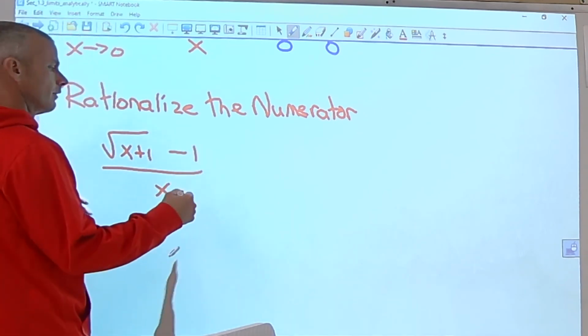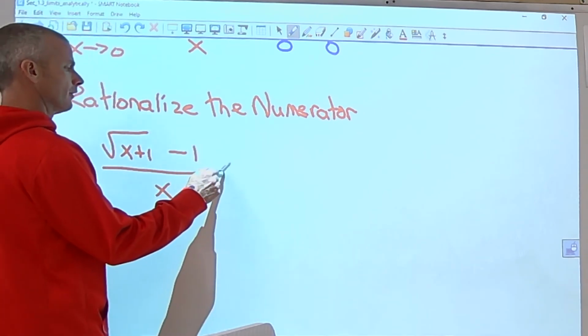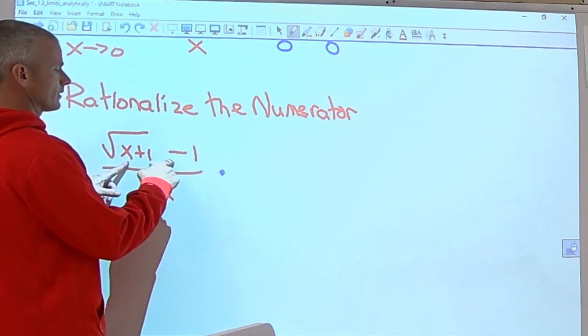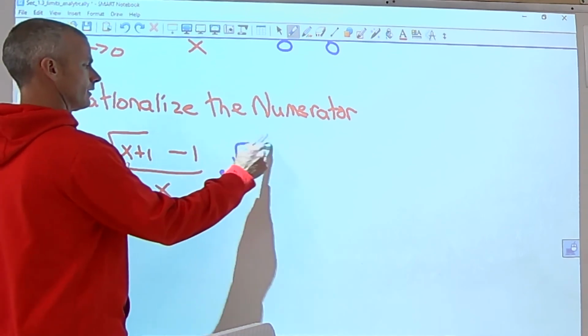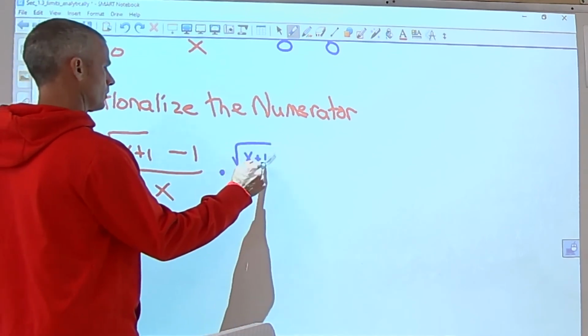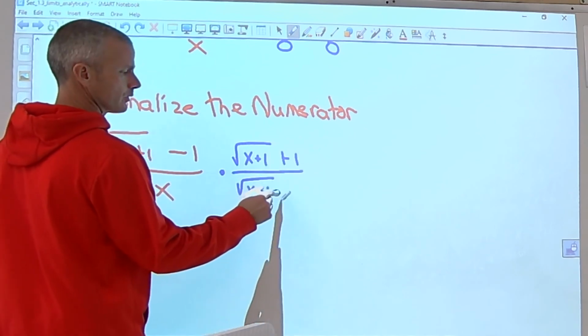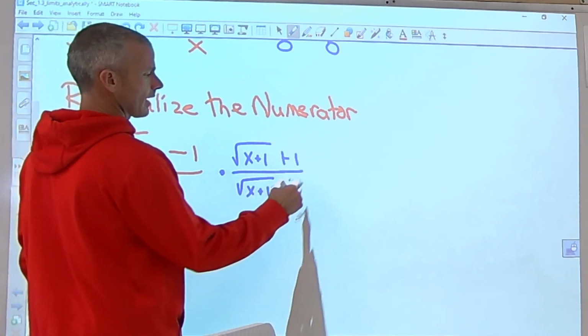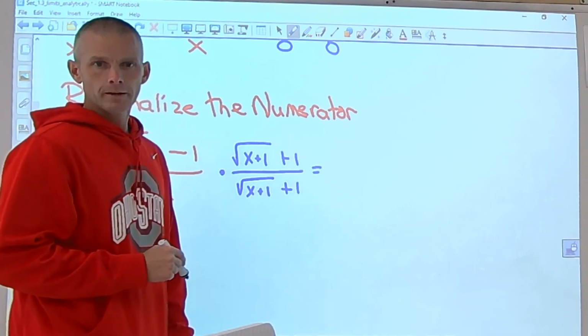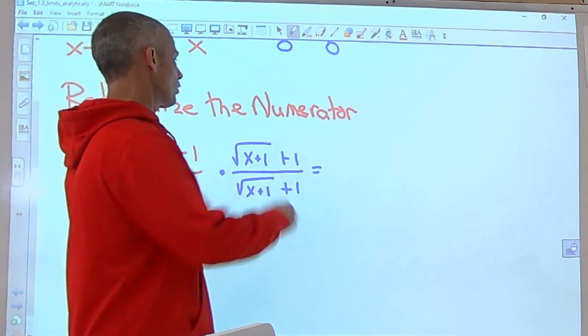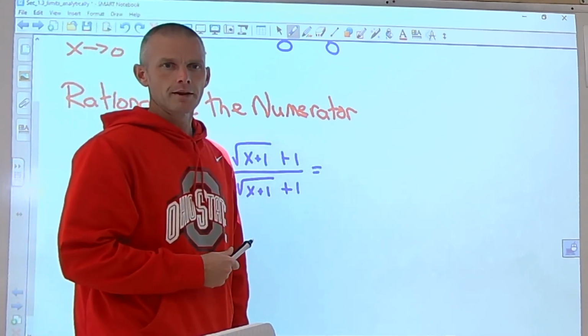And so just very much like rationalizing the denominator, we're going to do the exact same thing. So here I need a conjugate, which would be the square root of x plus 1 plus 1. I need that in the denominator as well. Because whatever we do at the top, we have to do the bottom. Okay? And so we'll multiply this all out, and I'll show you what's going to happen next in part 5.